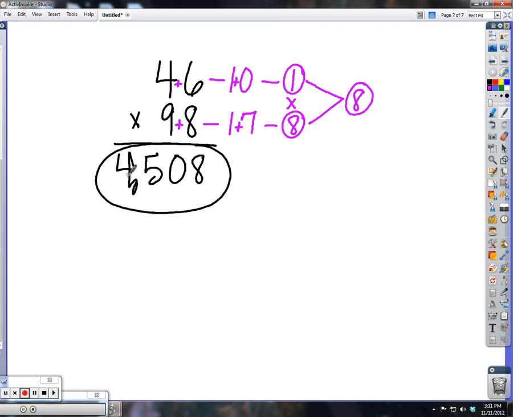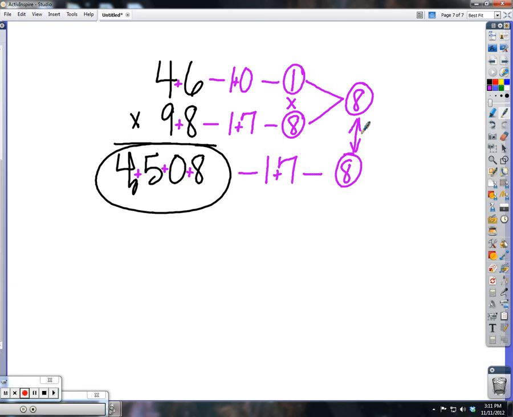Now on the answer, 4 plus 5 is 9. 9 plus 8 basically is 17. Repeat the addition. 1 plus 7 is 8. So they match. That is my correct answer.